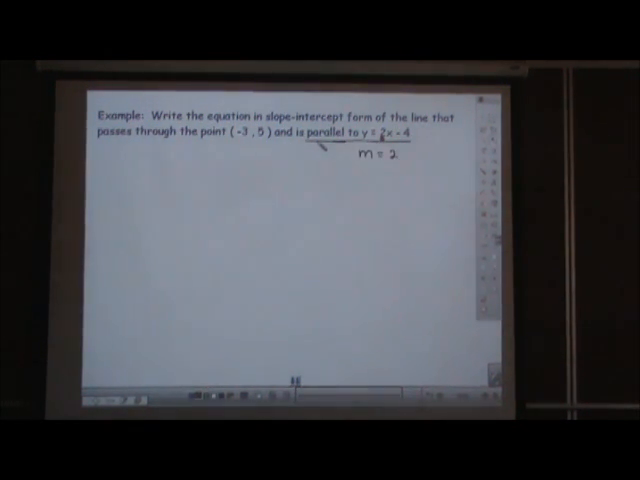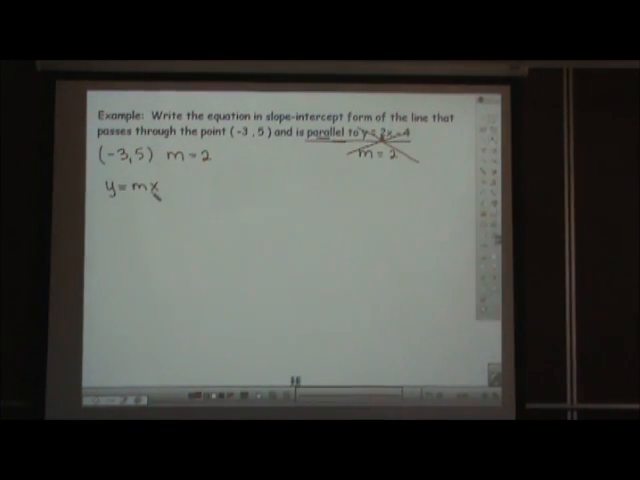Since our line that we're going to write the equation for is parallel, the slope we want to work with is 2. So we're going to work with the point -3, 5. And we're also going to use a slope of 2 since we're parallel to that equation. I don't want anything else from this line, so I want to cross it out so I don't accidentally use it.